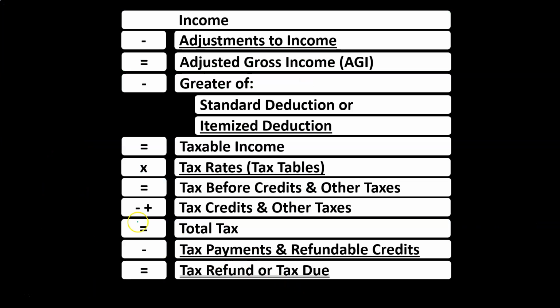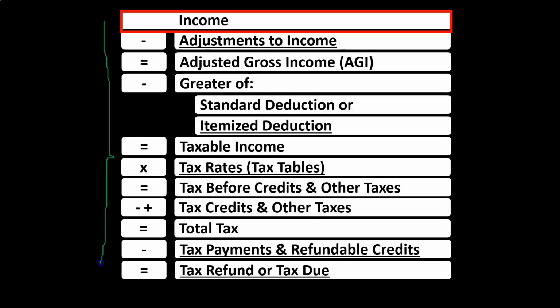When thinking about the income tax equation, we're going to think about the tax equation in two halves, two parts. The first part basically being a modified income statement for tax purposes. The second part being the calculation of the tax on the taxable income, the application then of the payments and the credits to get down to the tax refund or amount due. We're going to be up here on the first half, thinking about basically the modified income statement.